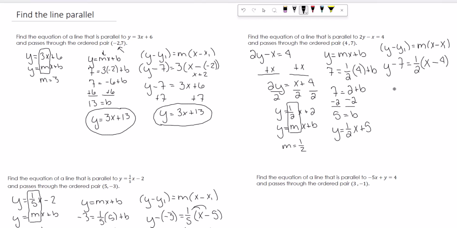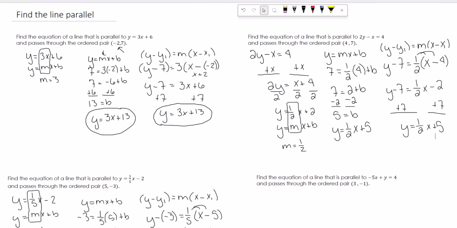Okay, let's do some simplifying. y - 7 = now I'm going to use the distributive property. 1/2 times x is 1/2 x. 1/2 times -4 is -2. I need to get y by itself because I want y = mx + b. That means I'm going to add 7 to both sides. And what do I have? y = 1/2 x + 5.